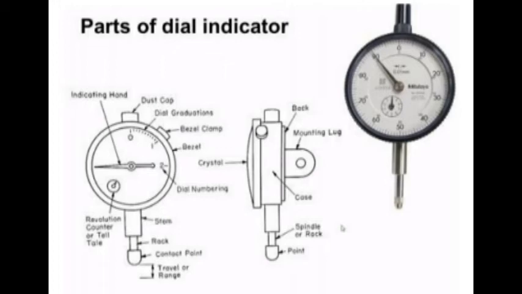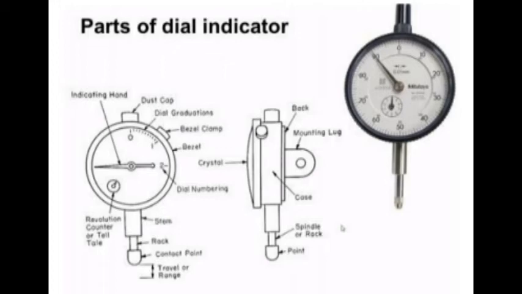So if the pointer completes one revolution, the movement of the plunger will be 1 mm. Like that, we can see the pointer can rotate 10 times, 10 revolutions. So we have 10 markings here, 0 to 1, 2, up to 10. So the range of the dial indicator is 0 to 10 mm, and the least count is 0.01 mm.